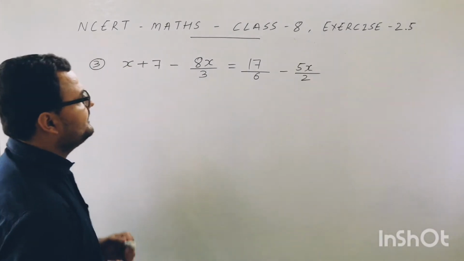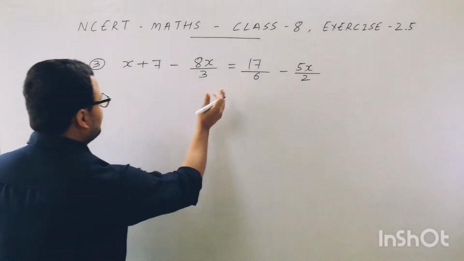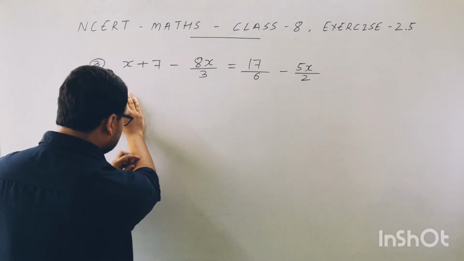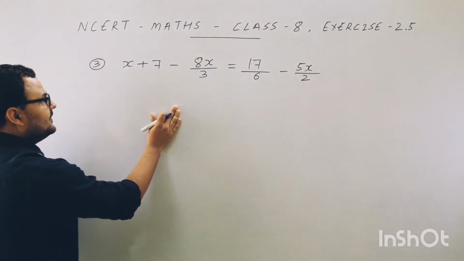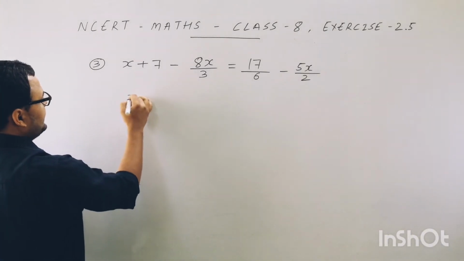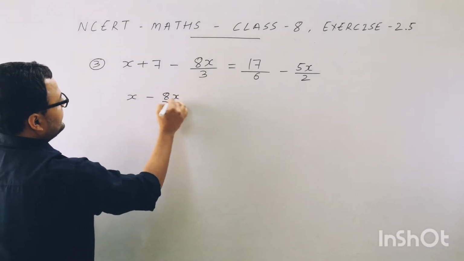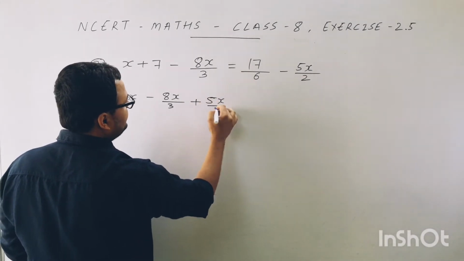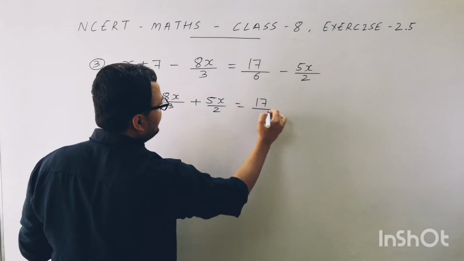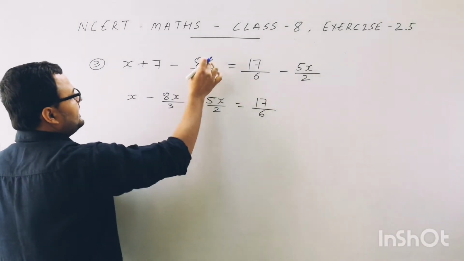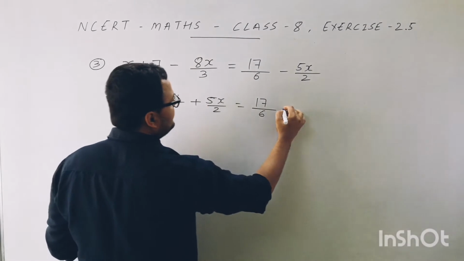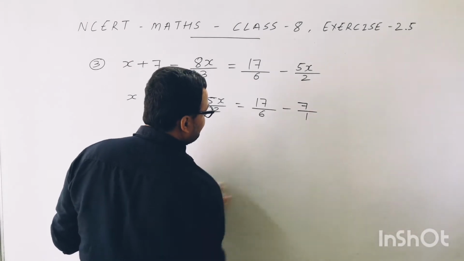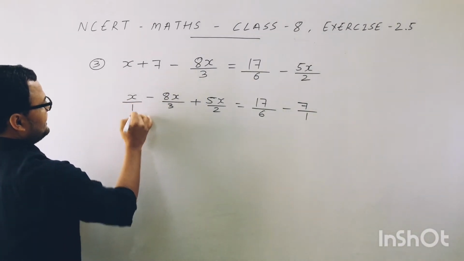Now this is question number 3. In this also we'll write the variables on one side of the equal sign and the constants on the other side. So I am going to put the variables on the left hand side: x minus 8x by 3, this is also a variable, plus 5x by 2, and the constant 17 by 6 we already have on the right hand side. This plus 7 will come to this side, so it will be minus 7, and I can write it as minus 7 by 1. Now x means x by 1.